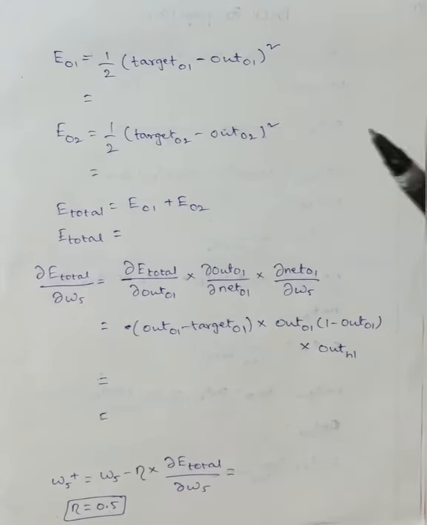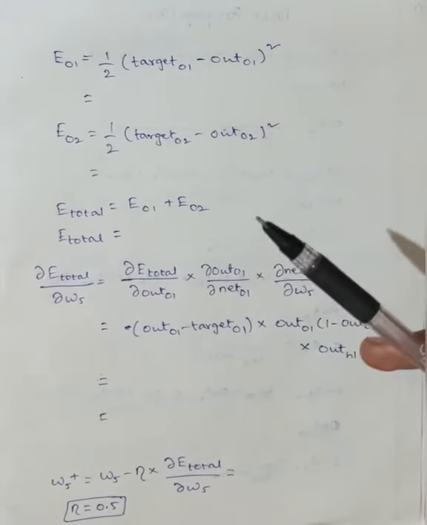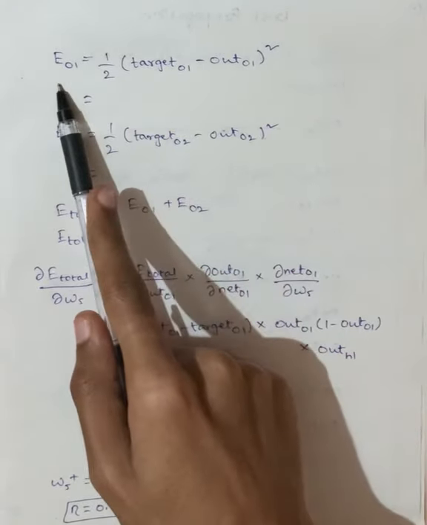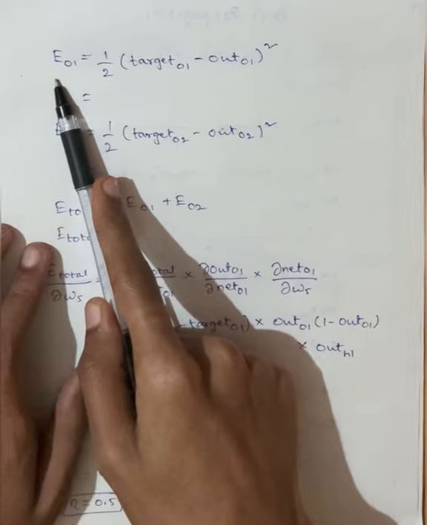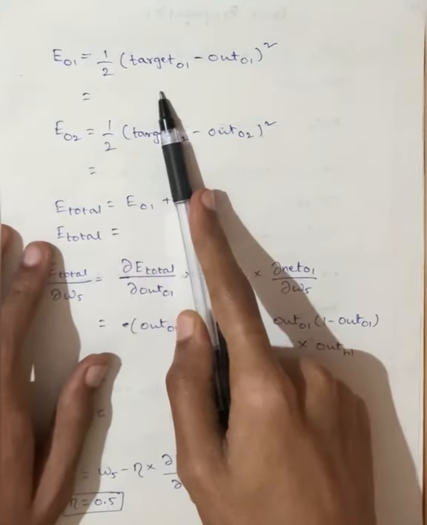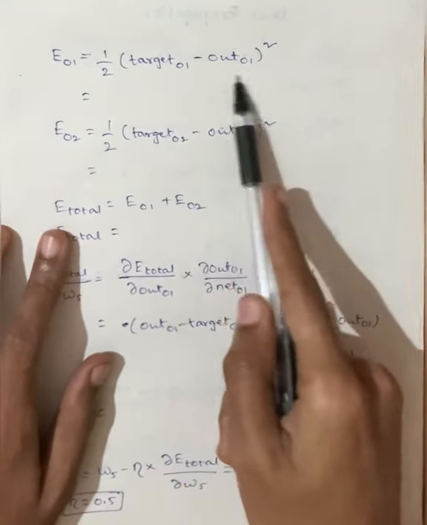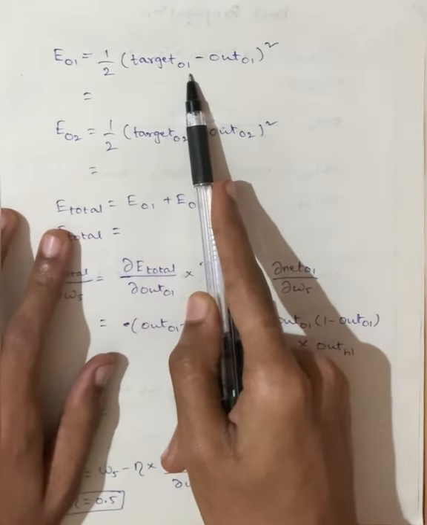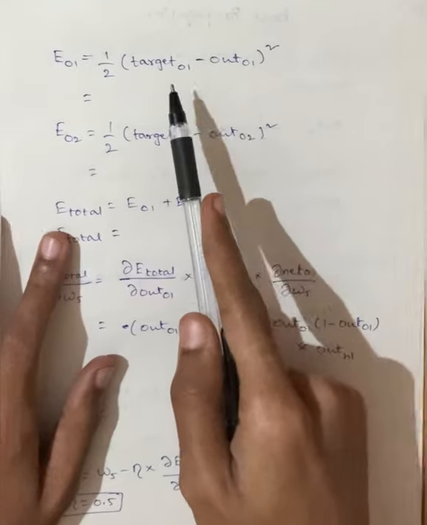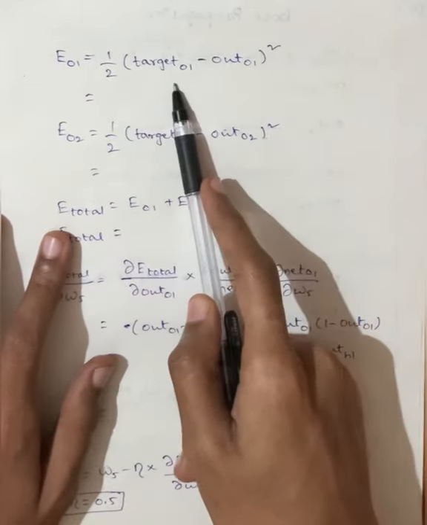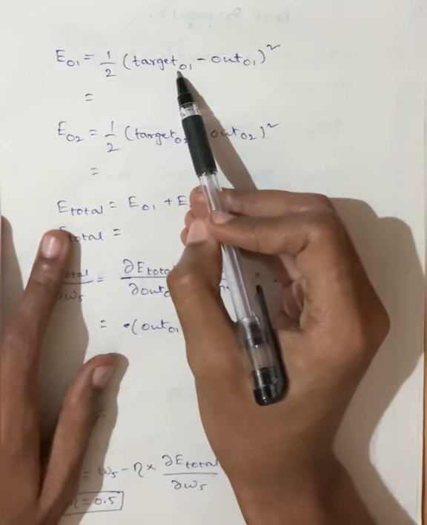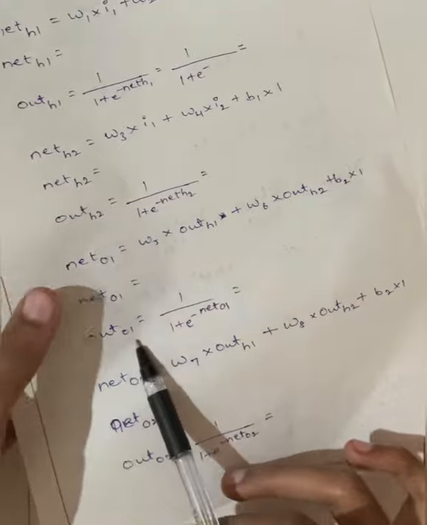After finding the net and out of H1, H2, O1 and O2, we will move to the next procedure, which is finding the error. Here we are going to find the error between the out O1 and the target O1. The target O1 is the output value mentioned in the diagram. Initially I showed the diagram, and in the diagram we have the output value. The output value is mentioned as target O1 here, and the out O1 is calculated here. So this is the out O1 value.